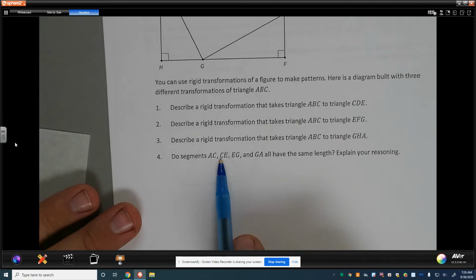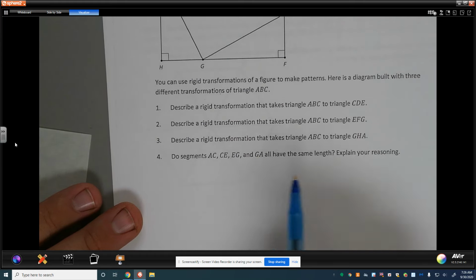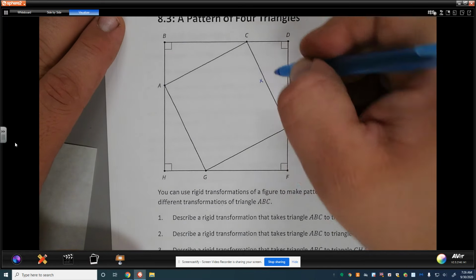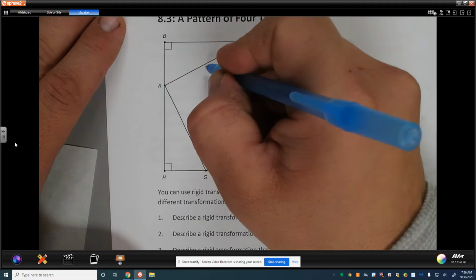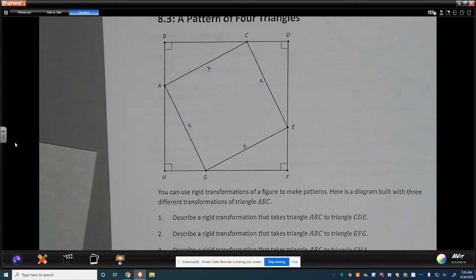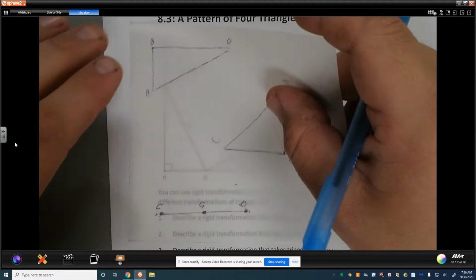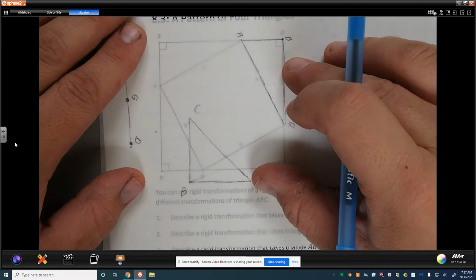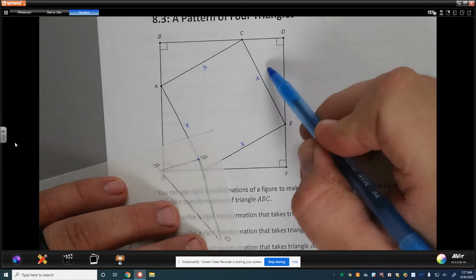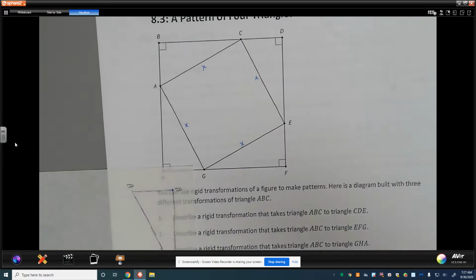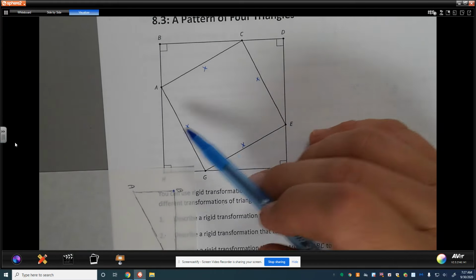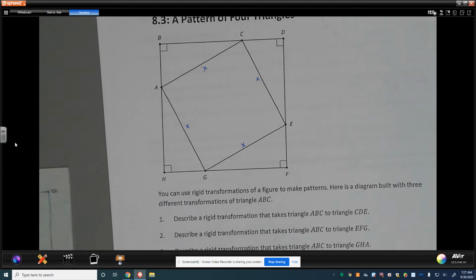Do segments AC, CE, EG, and GA all have the same length? Talking about these guys right here. Is the length of this segment right here the same as this segment here, the same as this segment here, and this segment here? Well, based on what we just did and the properties of rigid transformation, if this figure is equal to this figure, then I know that hypotenuse AC is equal to hypotenuse CE. And as we did the rotations, we saw that each of these hypotenuses all came out to be the same length. So definitely they are the same length.